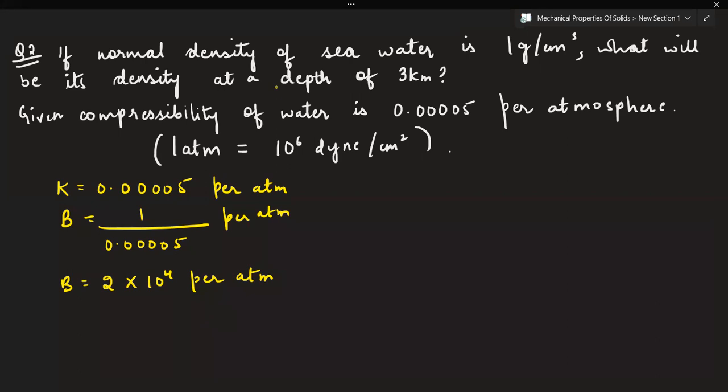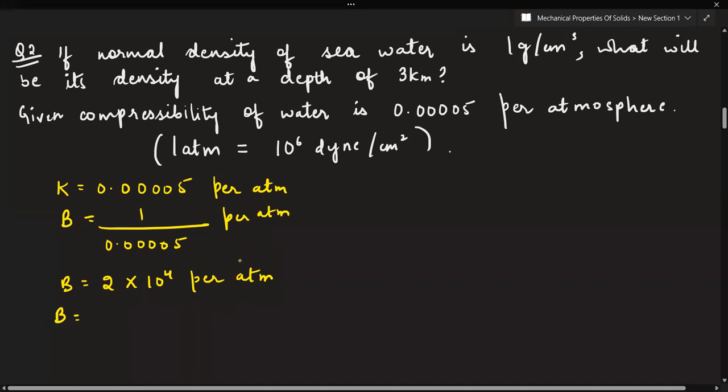Yes, Umar? Yes or no? Yes, ma'am. Okay. Now see, this is per atmosphere, and we require everything in CGS unit now, because the density of water is given in CGS unit. So the density that we will be calculating at a depth, we have to find out in CGS unit. So bulk modulus is given in per ATM.